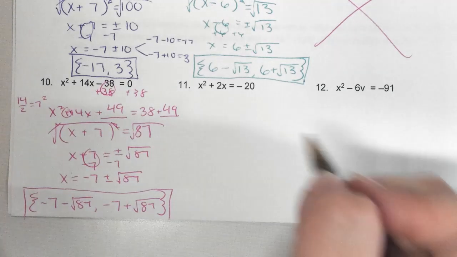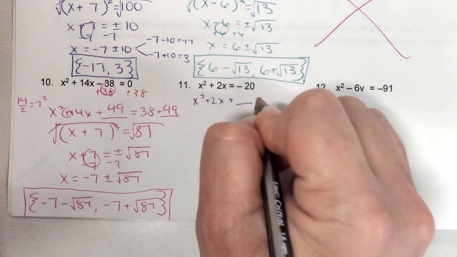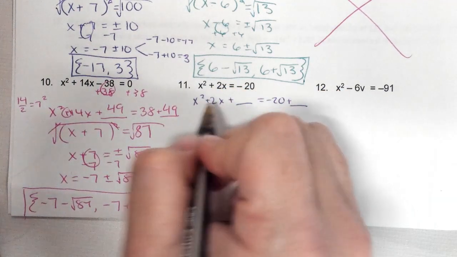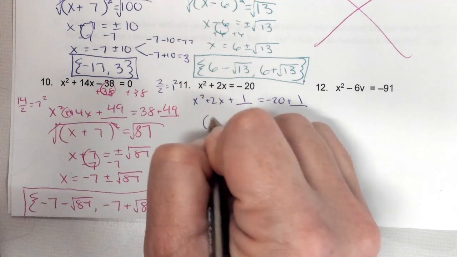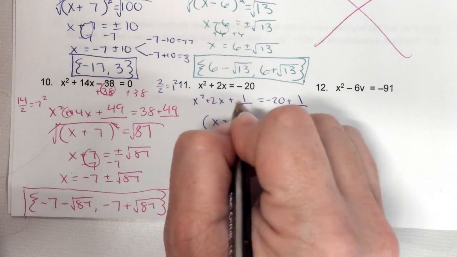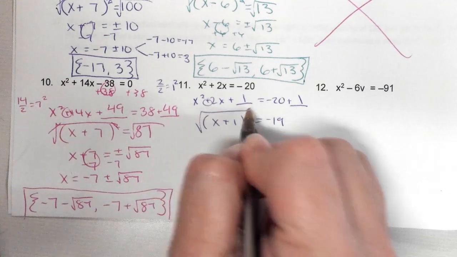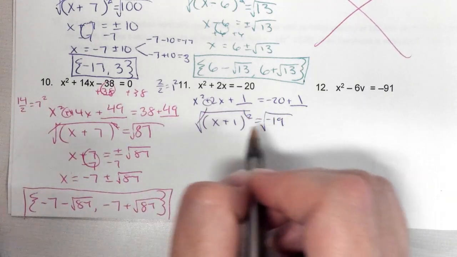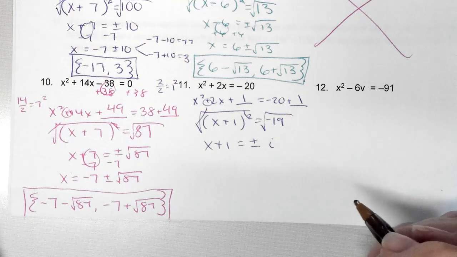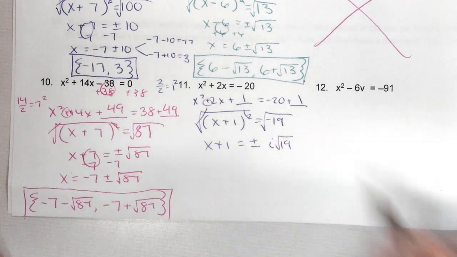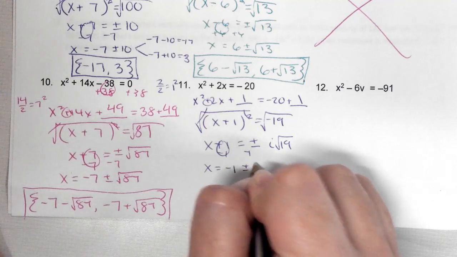Okay, look at number 11. This one's already set up, so I just need to rewrite it. Plus what equals negative 20 plus something. Half of my b, so 2 divided by 2 is 1. 1 squared is 1. And I can rewrite this as x plus 1 squared, plus equals negative 19. Perfect square, or square root. And that leaves me with x plus 1 equals positive and negative. I know there's an i, and 19 is also prime. So minus 1, and I get x equals negative 1 plus or minus i square root of 19.